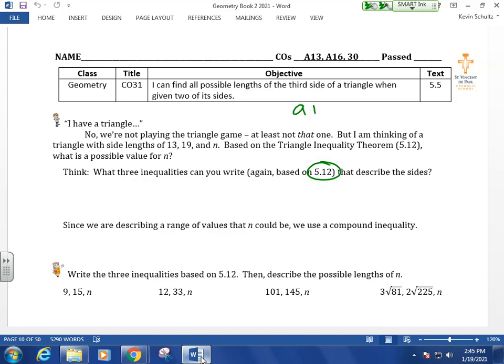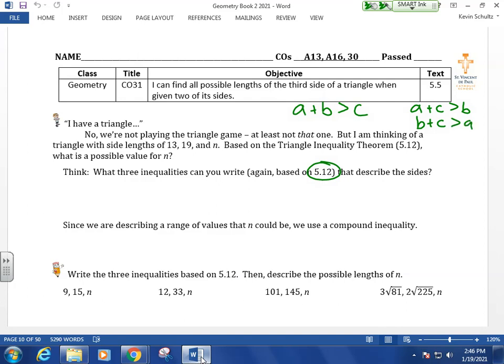We know that given a triangle with sides A, B, and C, A plus B has to be greater than C. The sum of two sides of the triangle must be greater than the third side. And we also talked about how, technically, there are three inequalities that can be written: A plus C is greater than B, and B plus C is greater than A.